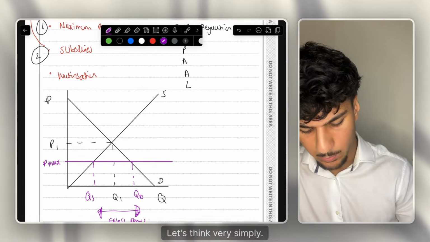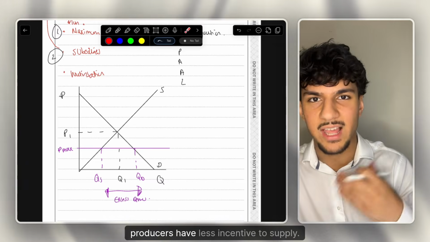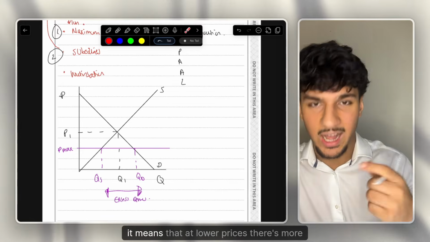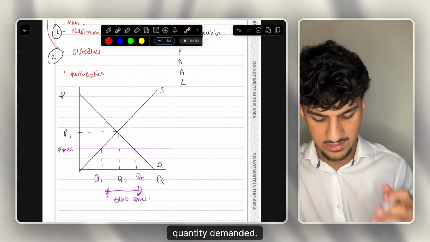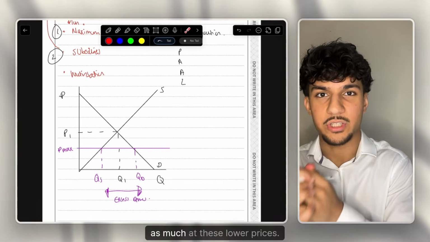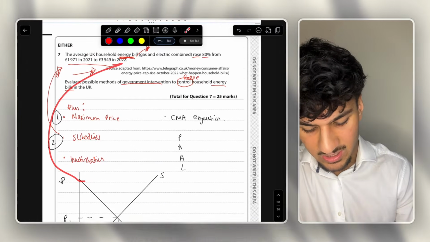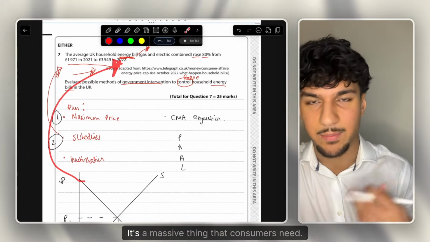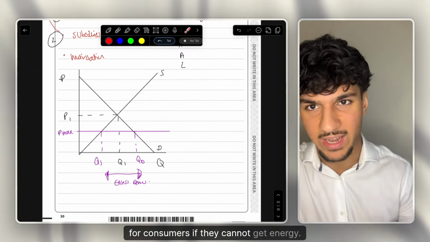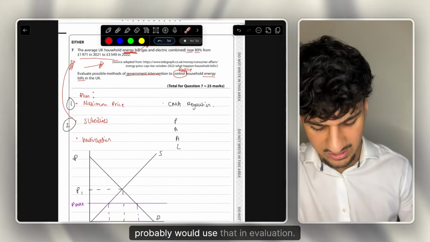Why is that? Let's think very simply. Prices have decreased from PE to Pmax, thus producers have less incentive to supply. But then if you think about the inverse relationship of demand, it means that at lower prices, there's more quantity demanded. So at these lower prices, consumers want more, but producers do not want to produce as much. Now, it depends on the sector, but in this question, we're talking about energy, and of course, energy is a necessity. It's a massive thing that consumers need, so it's going to be a massive problem for consumers if they cannot get energy and if there's an excess demand of energy. But that's more of a negative effect of it, and you probably would use that in evaluation.